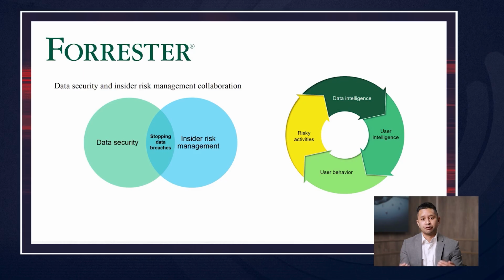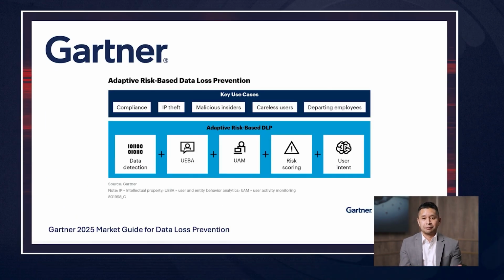So you've heard from GigaOM. Another leading analyst in this space, Forrester, has been really emphasizing the convergence between data security and insider risk management as the true way to stop data breaches. Gartner's latest DLP market guide identifies the key requirements for adaptive risk-based DLP as requiring UEBA, user and entity behavior analytics, user activity monitoring, and data detection as all core capabilities of a risk-adaptive DLP platform. DTEX has all of these in spades.